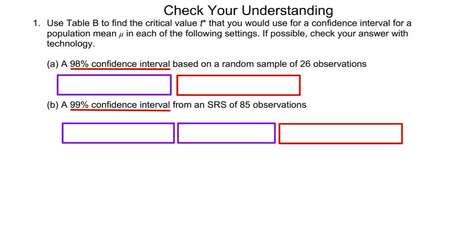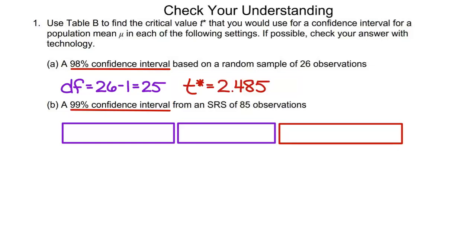What is our T star for a 98% confidence interval and 26 observations? 2.485. 25 degrees of freedom, n minus 1. 98%, so 2.485.